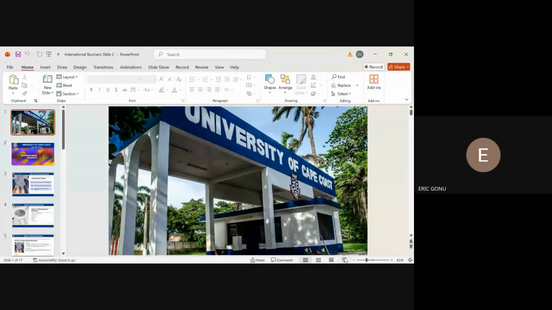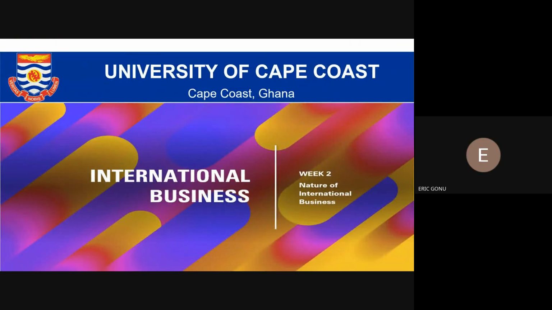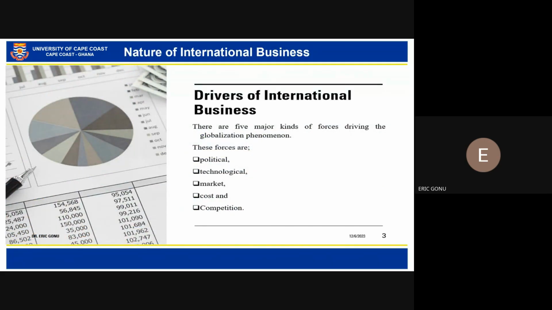Okay. Please, can you see my slides? Yes, sir. Okay. So we are looking at the other phase of our discussion. When you're looking at the nature of international business, then those things that are driving us into international business. So we see there are 5 major kinds of forces driving the global phenomenon, and that's what we discussed earlier on, but we didn't talk about a few of them. So we are talking about political forces, technology, the market, and the cost and competition.